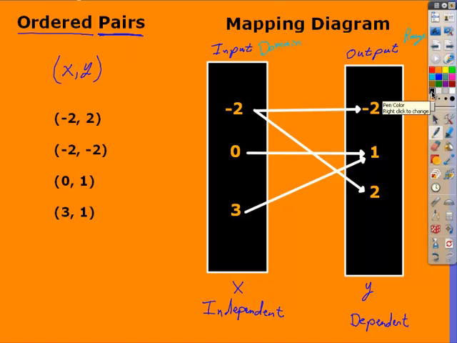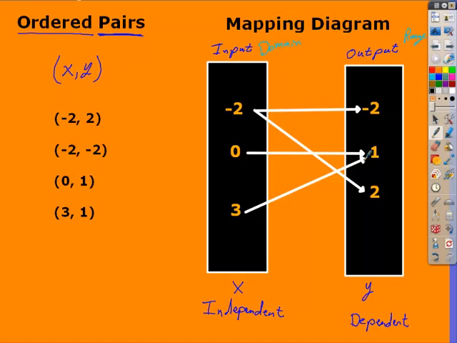Okay? And what we're mapping here is we're mapping the two variables. So if you notice, I have an X of -2 here, and it relates or maps to a Y of 2. So I start at -2, and I need to draw an arrow to +2, which is right here. Okay, -2 to -2, same thing. An X of -2 maps to a Y of -2. 0 maps to 1, and 3 maps to 1.